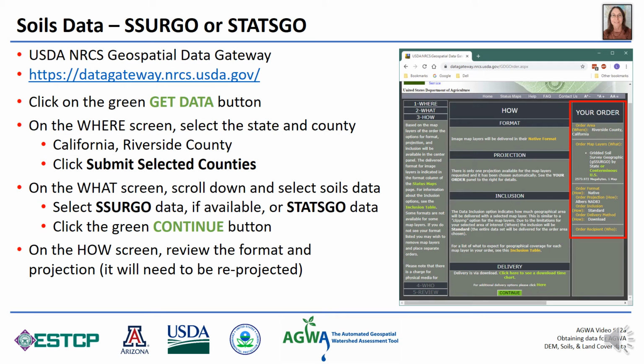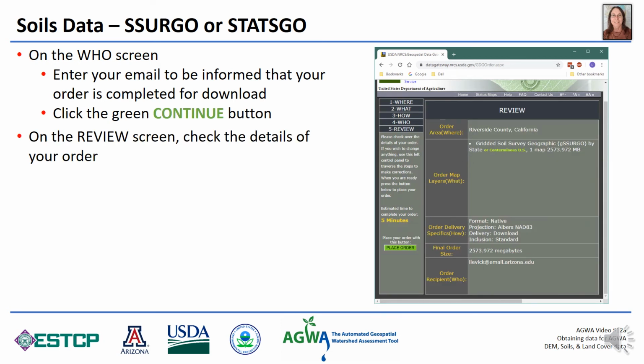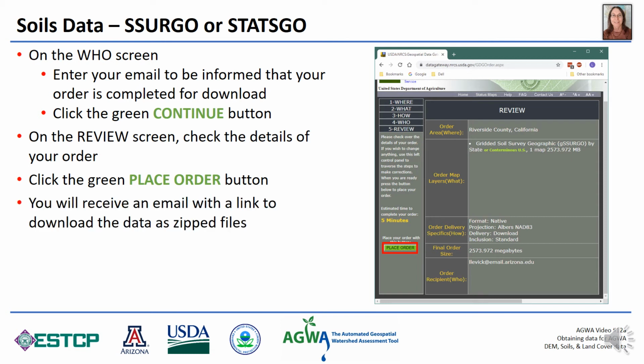Click the green Continue button. On the How screen, review the format and projection in the Your Order panel. Notice that the data are in Albers projection and will need to be reprojected to the same projection as your other data. Click the green Continue button. On the Who screen, enter your email. Click the green Continue button, and on the Review screen you'll be able to check the details of your order again. Then click the green Place Order button. You'll receive an email when your order is ready with a link to download it as a zipped file.